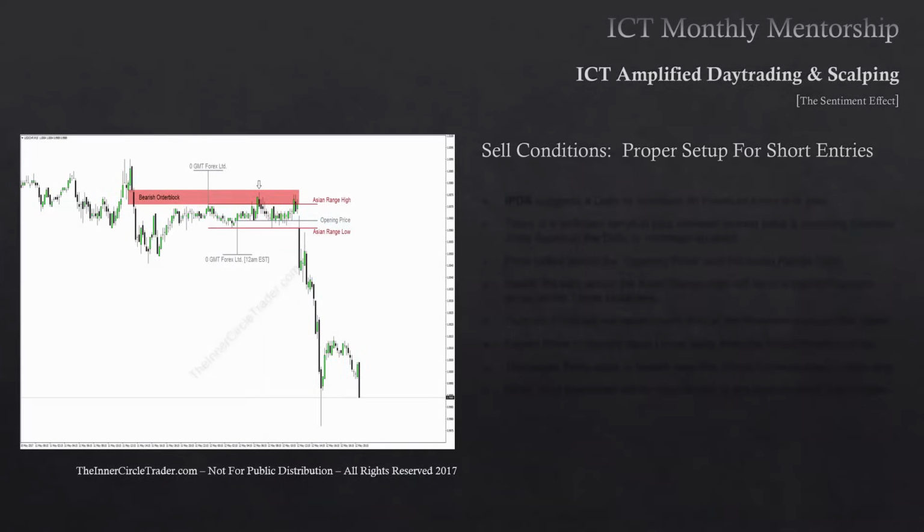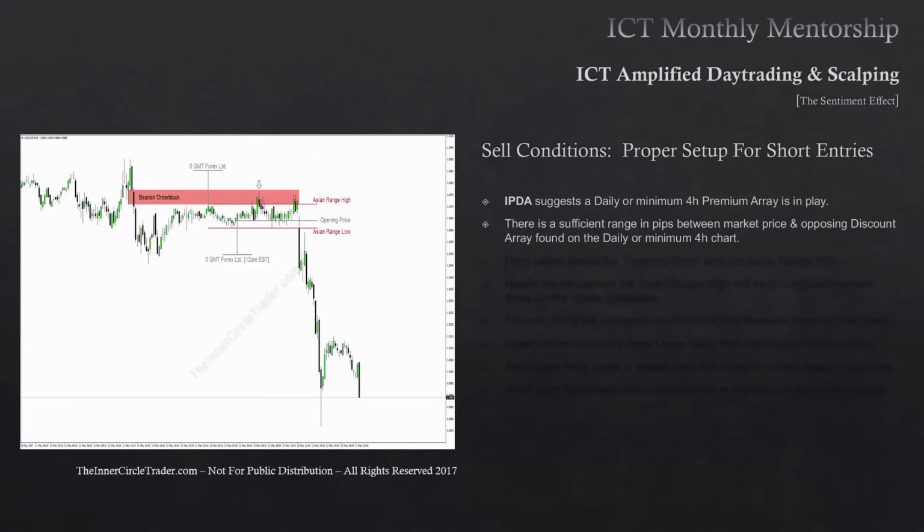Sell conditions, proper setup for short entries. Again, IPTA suggests a daily and or minimum 4-hour premium array is in play. There's a sufficient range in pips between the market price and opposing discount array found on the daily and or minimum 4-hour chart.